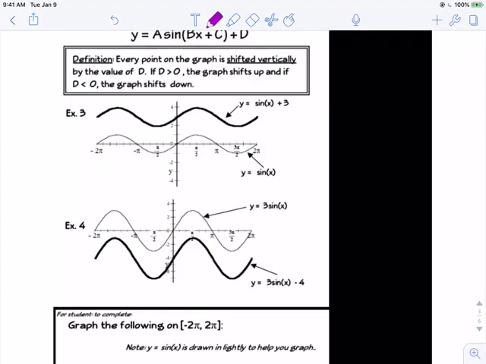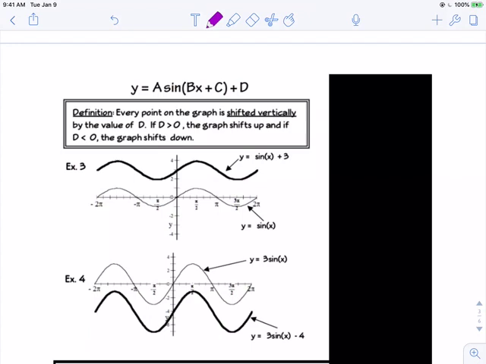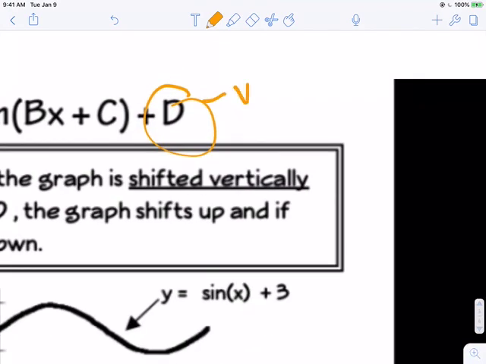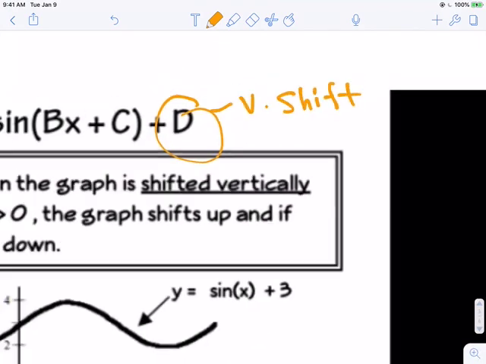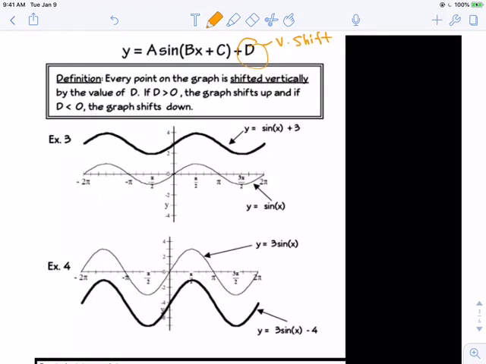Okay, vertical shift. That's a pretty simple one. Vertical shift. Only one of two things happens. Shifts up or it shifts down. Can't happen both ways. Up or down. What letter we already talked about refers to a vertical shift? D. This tells me my vertical shift. These are just worked examples. This one shifted up 3. This one shifted from here to here, down 4. Pretty easy to see, right? Okay. So we see that.